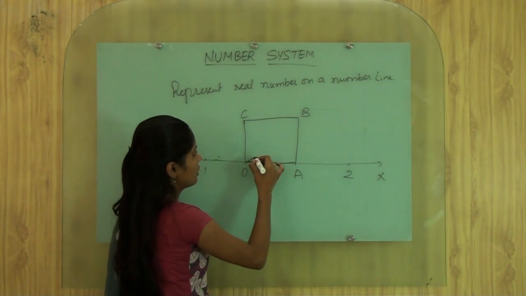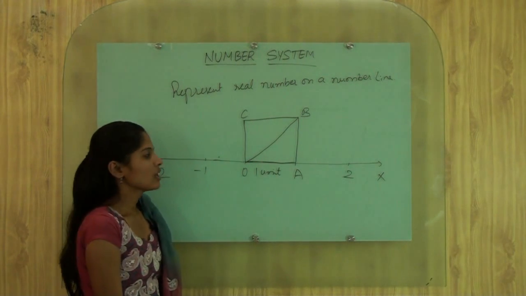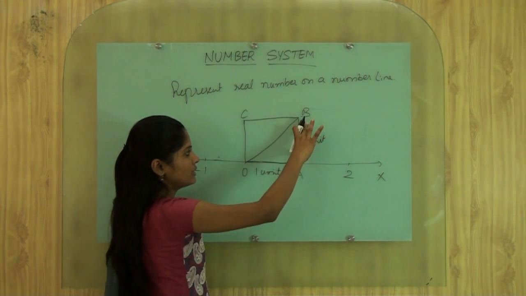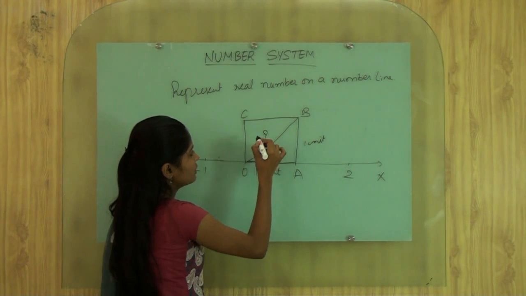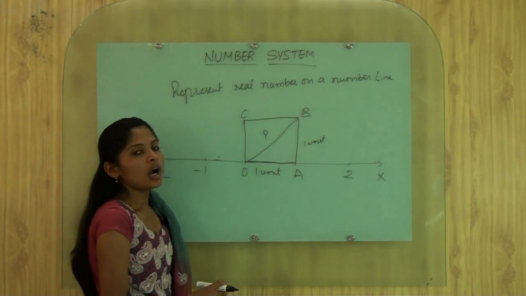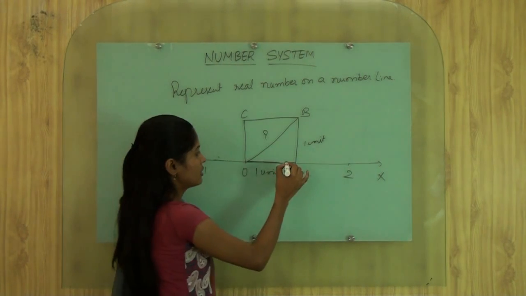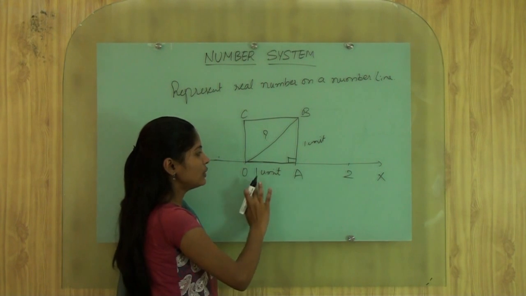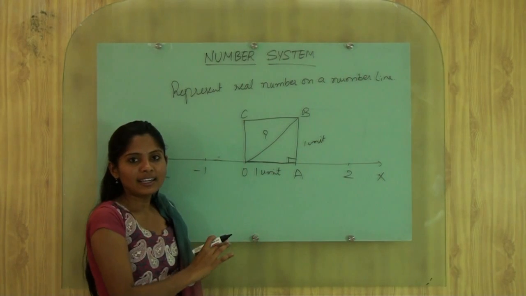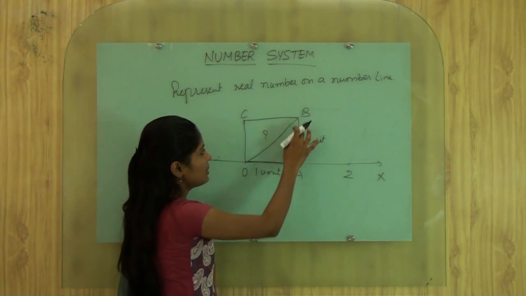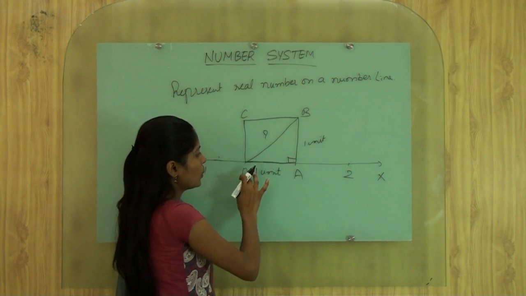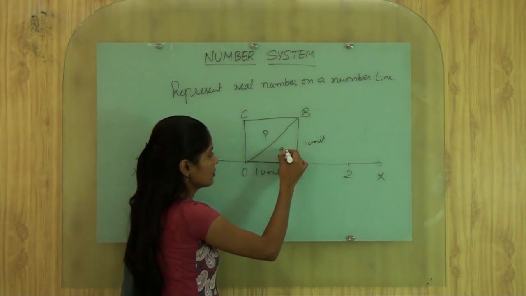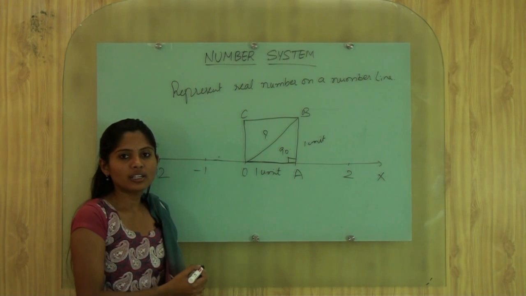Join OB. Now we know these two values. This is 1 unit and this is 1 unit. We have to find the value of OB. How do you find the value of OB? As this is a square, the angle formed by lines OA and AB is a right angle. So triangle OAB is a right angle triangle, so we can use the Pythagoras theorem.